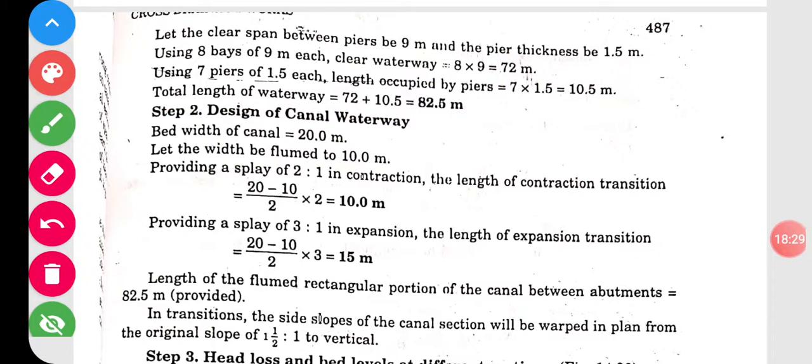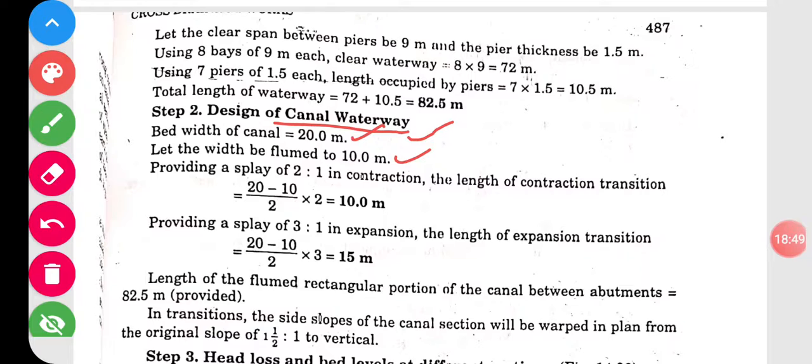Now let us go to design step 2. Design of drainage waterway is over. So 82.5 was the drainage waterway. Now let us go to the design of canal waterway. So what is the canal waterway? The bed width of the canal is given, that is 20 meter. The width of the flume is 10 meter.